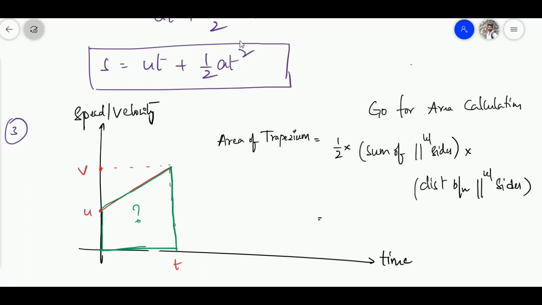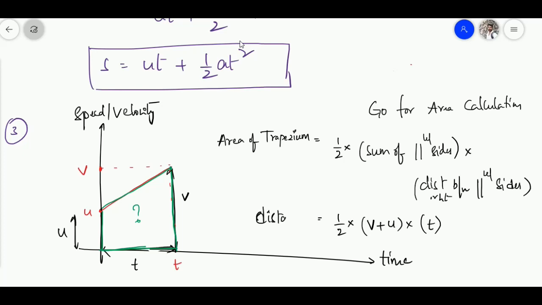So now let's see what the parallel sides here are and what the distance between them is. This is one parallel side which has length u, and this is one more parallel side which has length v, and the distance between these two, or the height between these two, is t. Done. Just put the values here: half into sum of the parallel sides. So one is v and another parallel side is u, into the distance or height between the parallel sides, which is t. This is nothing but the distance.